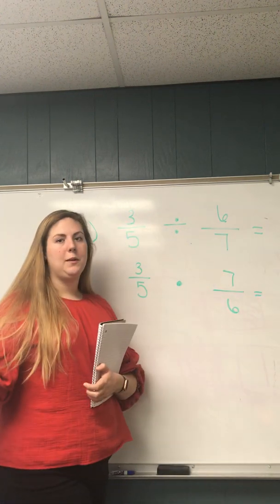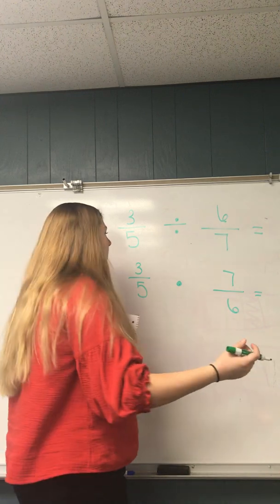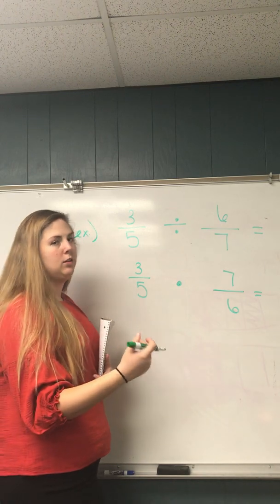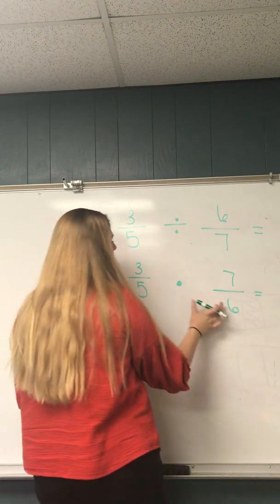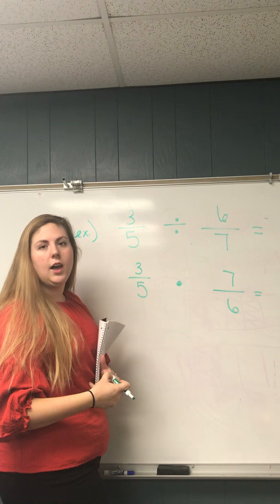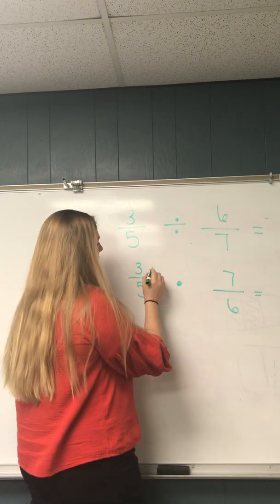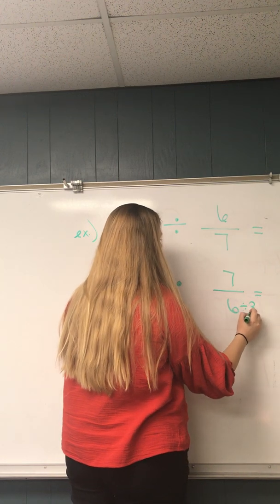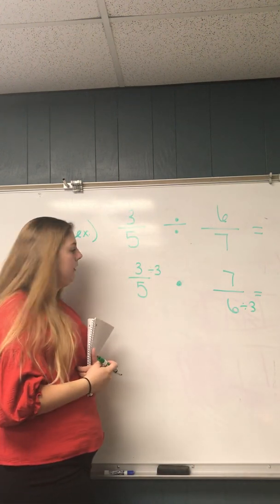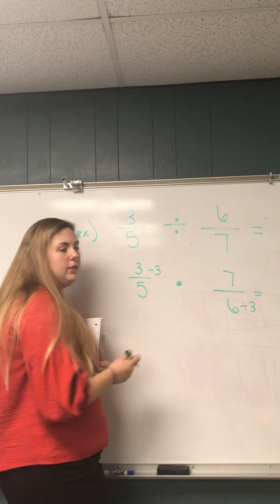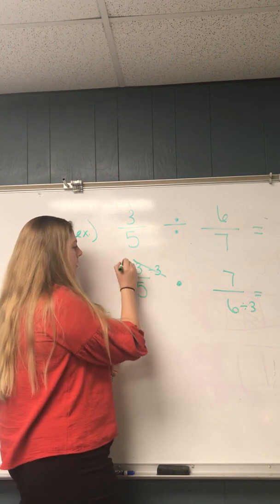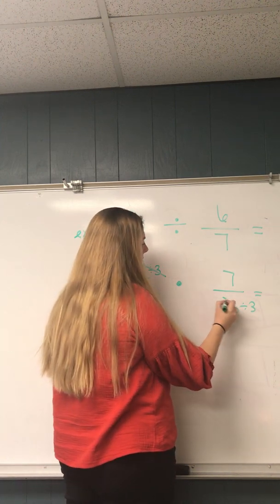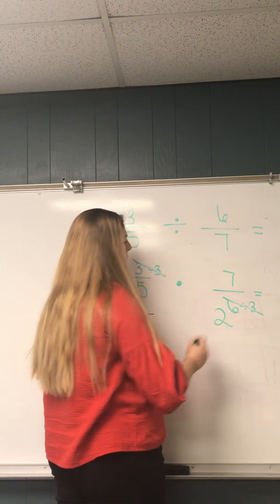Now it's become a multiplication problem. All right? Check to see if you can cross simplify. 5 and 7. We had this on the last one. Nope, can't do it. 3 and 6. Oh, I think 3 can go into both. So go ahead, divide by 3. Now just go ahead and solve those division problems. 3 divided by 3 is 1. 6 divided by 3 is 2.